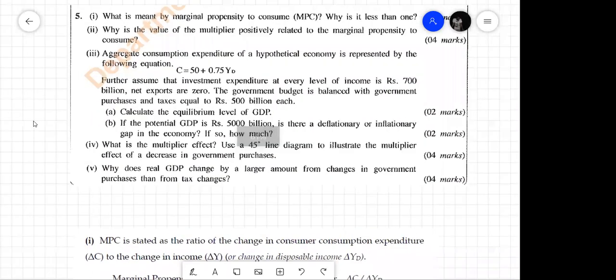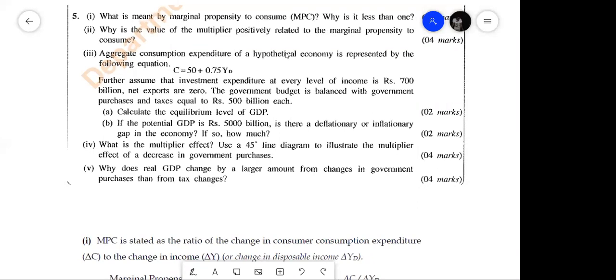Okay. Here, aggregate consumption is given. Investment is 700. Net exports is not there. Government budget is balanced with government purchases and taxes equal to 500 each. Calculate equilibrium level of GDP, because equilibrium level of GDP means equilibrium national income. I'm hoping by now you all can calculate that. Can someone give me an answer so that I can explain the B part? I'm not going to show you how to calculate equilibrium now. I'm hoping after doing all of these questions, you're done. 3,500. Okay. So equilibrium level of national income is 3,500.